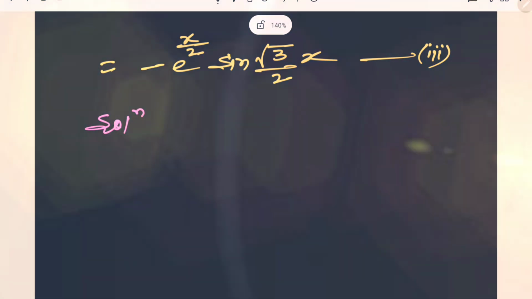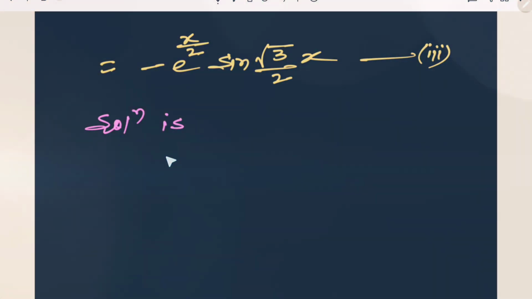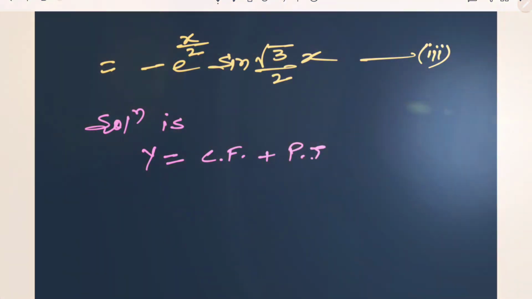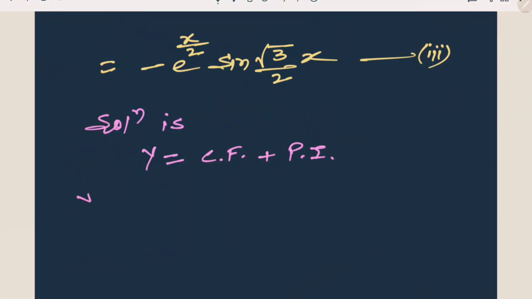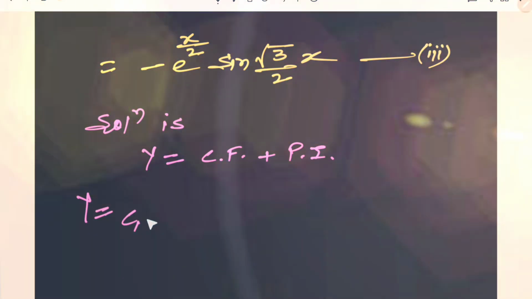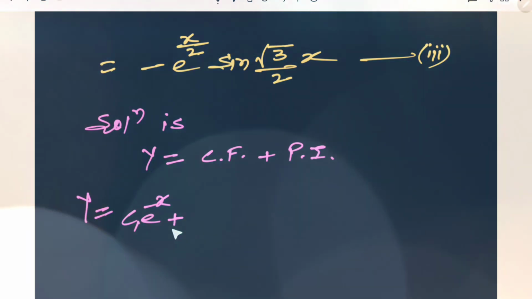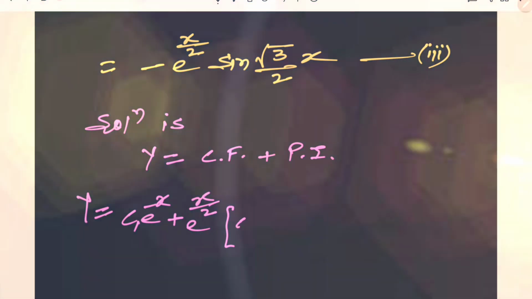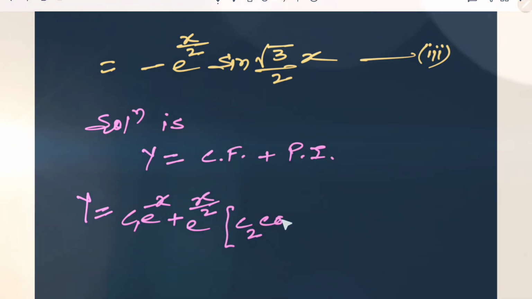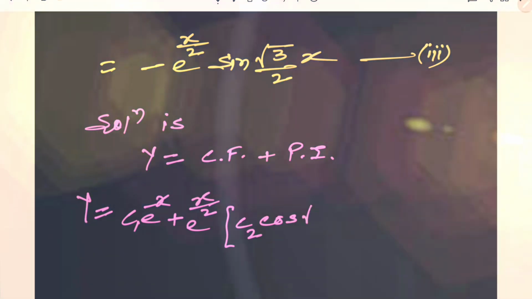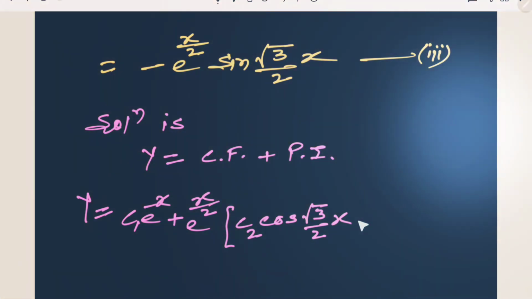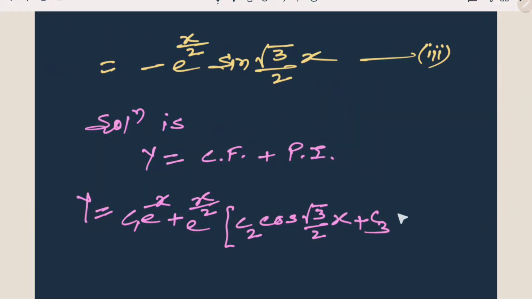Then the solution is given by y is equal to CF plus PI, complementary function, equation number 2, and PI is equation number 3, and therefore y is equal to, we get c1 e raised to minus x plus e raised to x by 2 multiplied by c2 cos of square root of 3 divided by 2 times x plus c3 sine of square root of 3 divided by 2 times x.